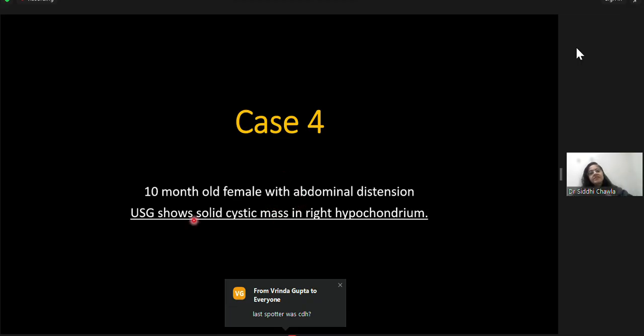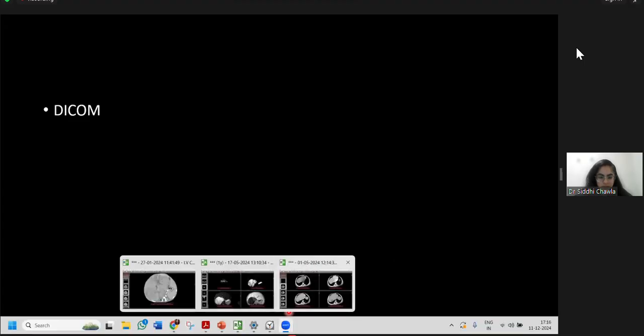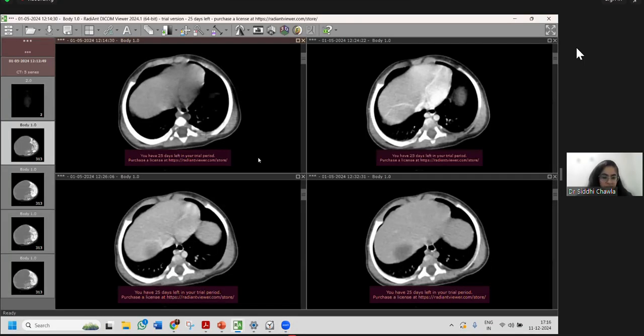So now we come to the next case. This time we are dealing with a 10-month-old female with abdominal distension, and USG shows a solid cystic mass lesion in the right hypochondrium. I have both the CT and the MR this time, and I'll just scroll you through it and then we'll discuss the findings.